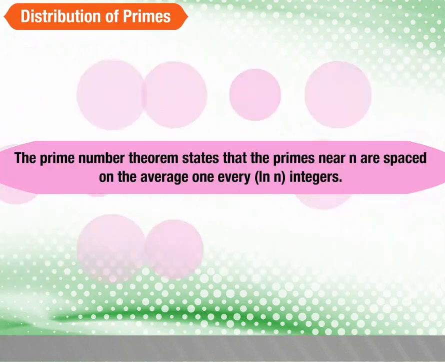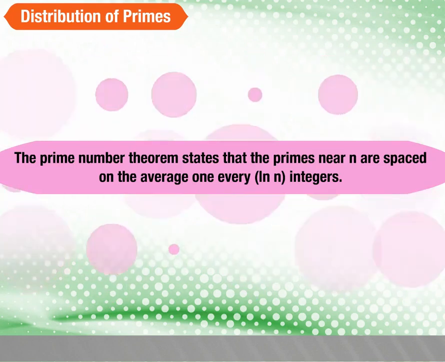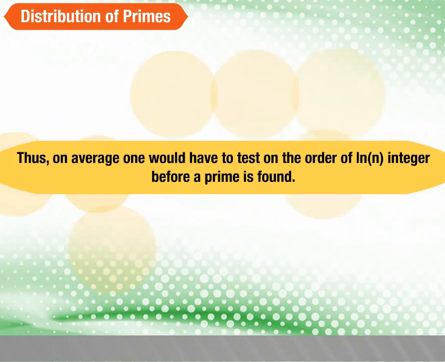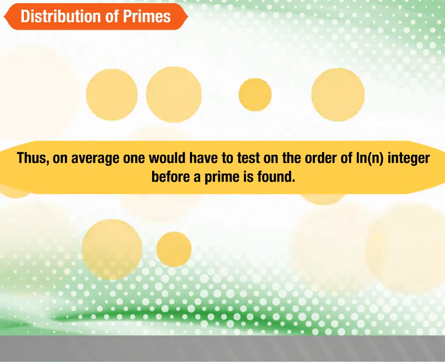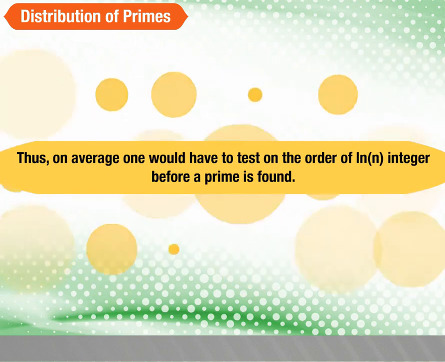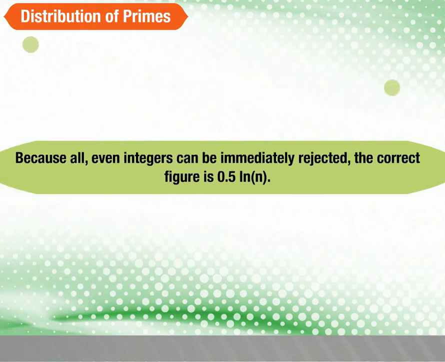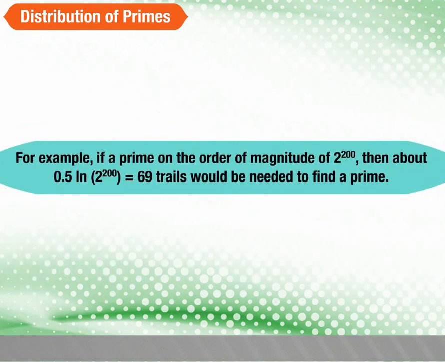Distribution of primes. The prime number theorem states that the primes near n are spaced on average one every ln n integers. Thus, on average one would have to test on the order of ln n integers before a prime is found. Because all even integers can be immediately rejected, the correct figure is 0.5 ln n. For example, for a prime on the order of magnitude of 2 power 200, about 0.5 ln 2 power 200 is equal to 69 trials would be needed to find a prime.